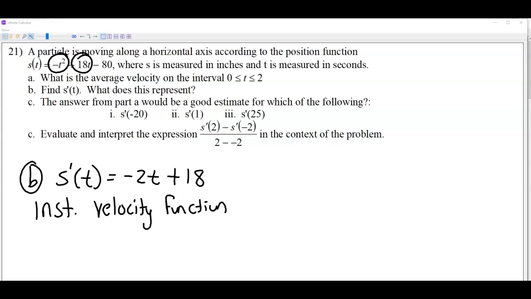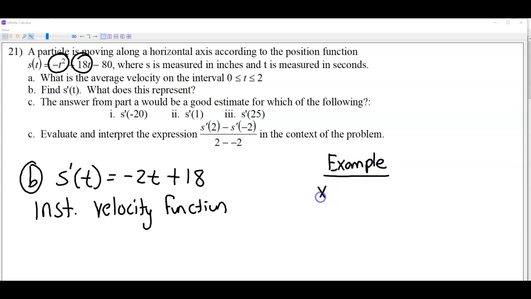Part C. The answer from part A would be a good estimate for which of the following. All right, so just as a quick side note, we did some FRQs last weekend where I gave you a table, and we could use an average rate to estimate an instantaneous rate. Okay, so just as a quick example before we begin answering part C, so you don't need to write this, this is just to kind of refresh your mind.